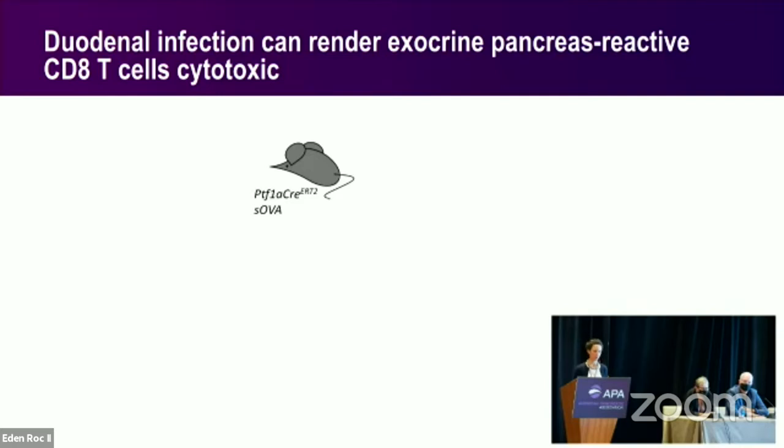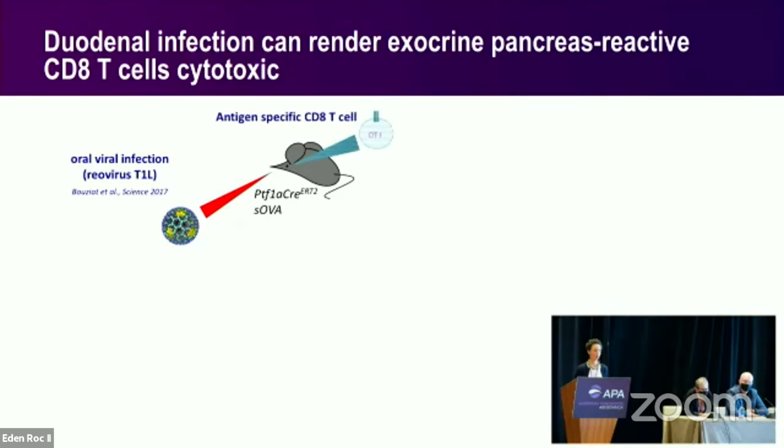And so we have our PTF1A ova mouse. But what we're going to do is infect it with a reovirus, T1L, that again only infects the intestine. And now transfer in CD8 T cells that recognize ova, knowing that it's the cytotoxic T cells that we need in order to kill a pancreatic cancer, and then ask what happens. So we harvest 3 days later.